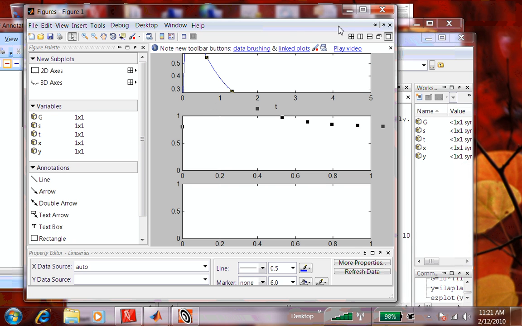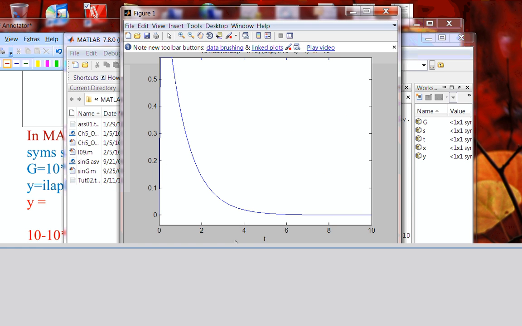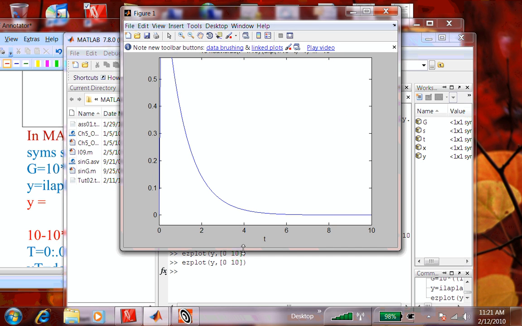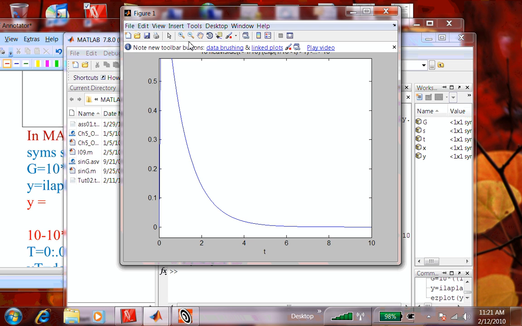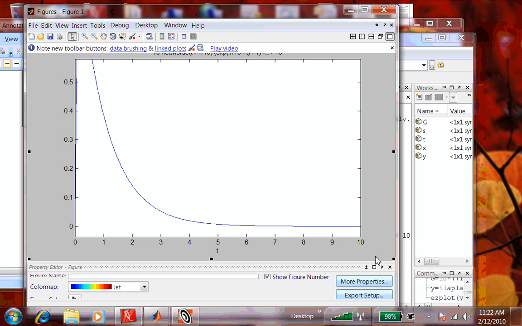I really made a mess of it now. I'm not sure why it is doing this. It always controls the y-axis. Property editor. I'm sorry, I'm going to waste time.